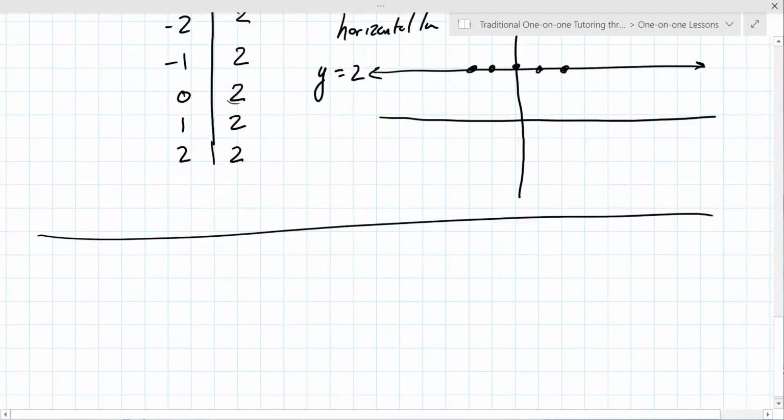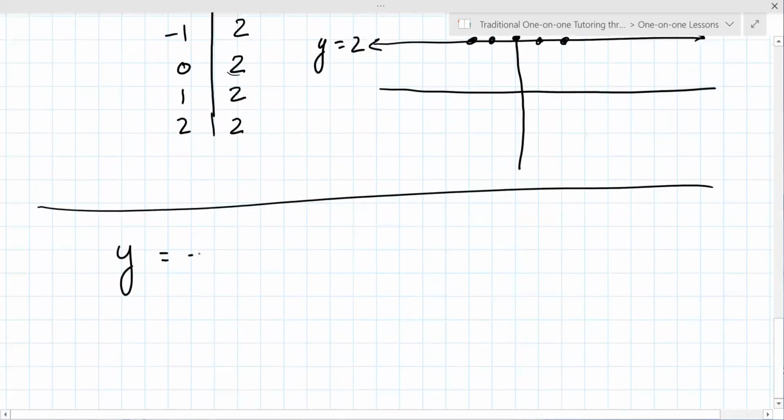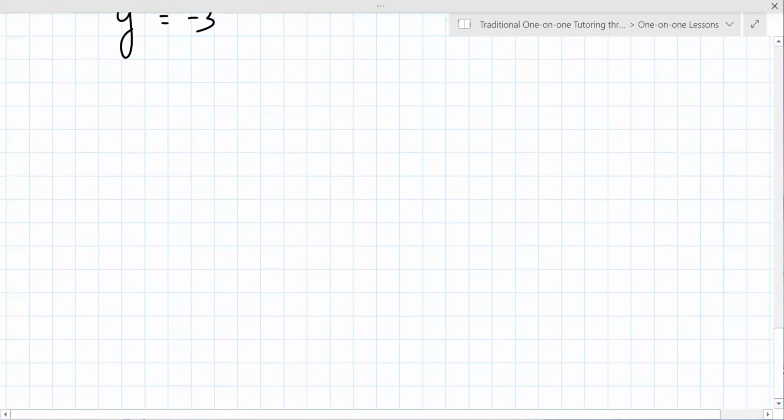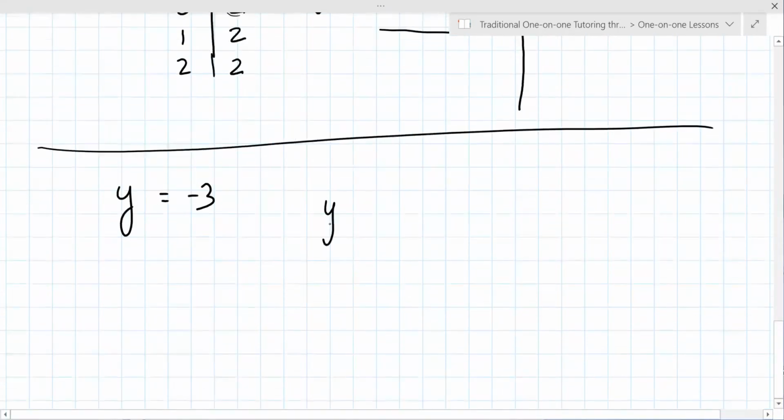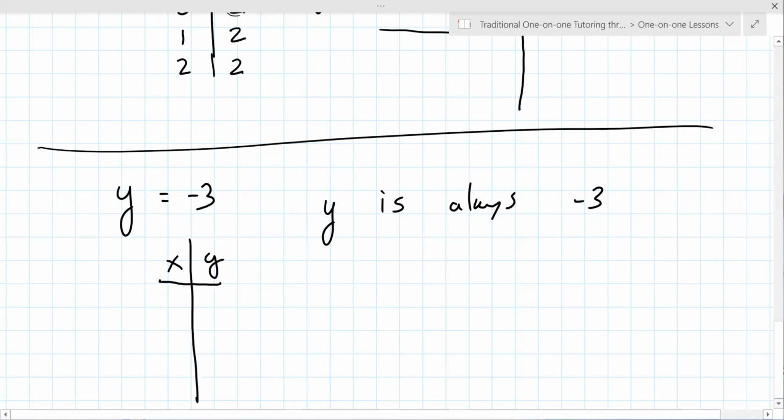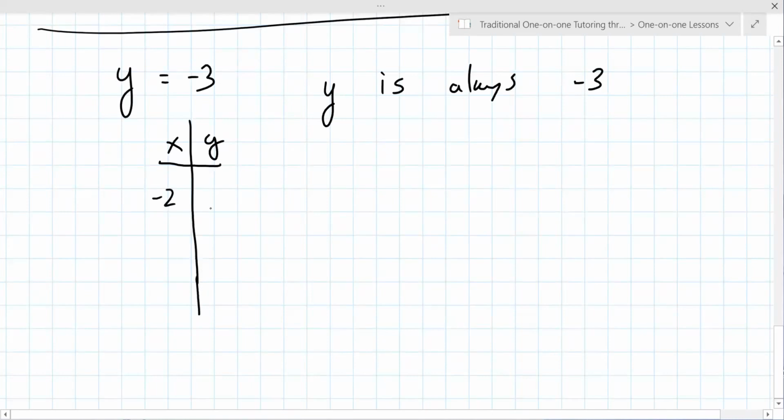Let's try another one here. Let's say y equals -3. This is what I need you to take away from this part of the lesson today. Y is always what? -3. Y is always -3. So let's make a table. Here's x, here's y. Let's say x is -2. What is y? Y is always -3.